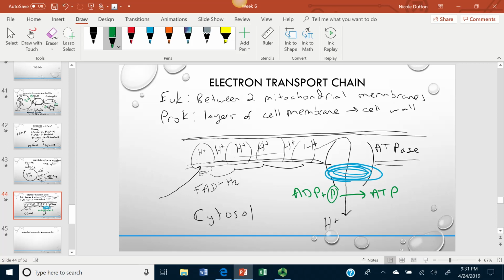Every time a hydrogen goes through, it provides momentum for the rotation of this, and that momentum allows these two to come together to make ATP. 32 to 34 ATP can be generated this way.